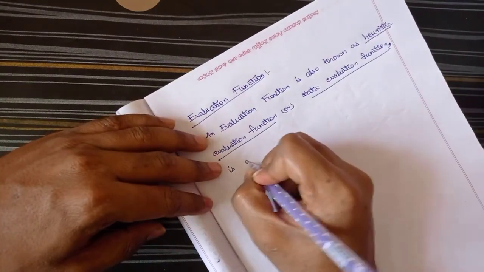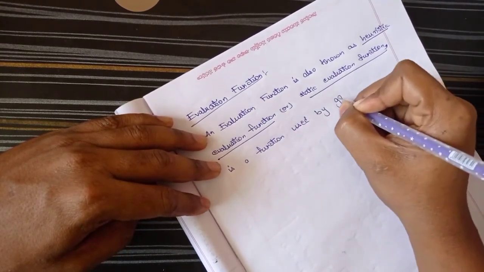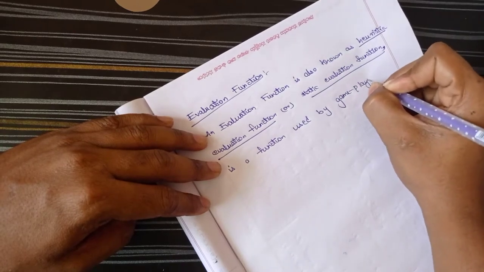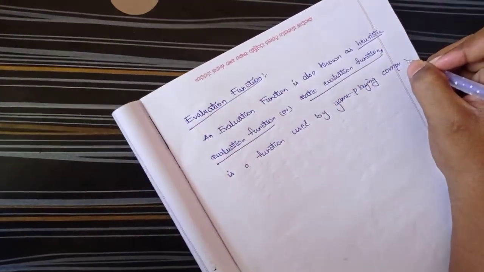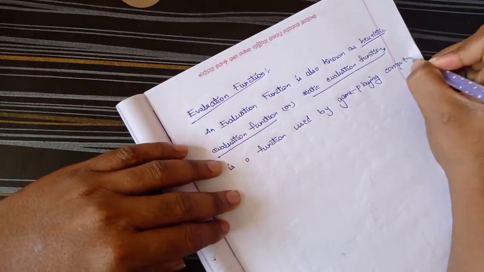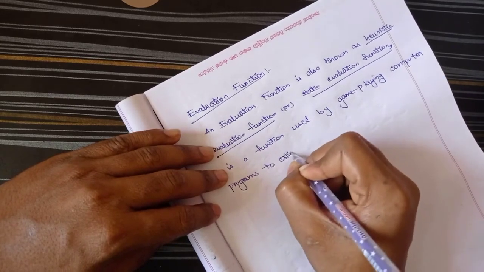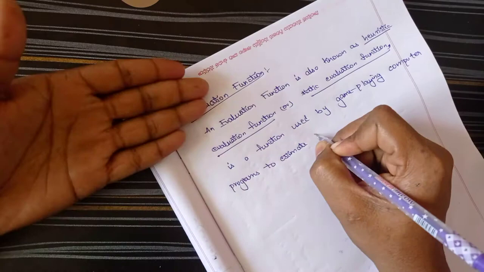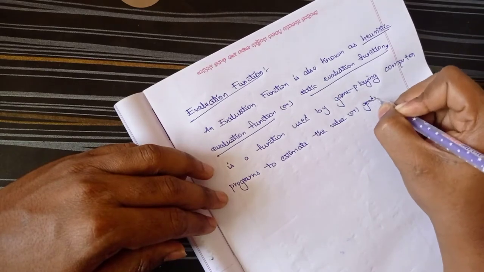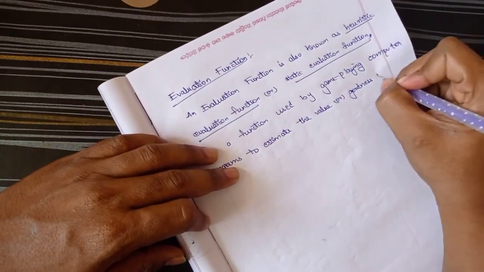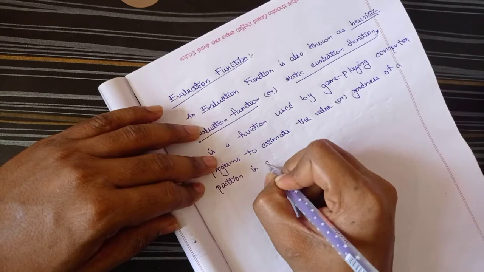It is a function used by game playing computer programs to estimate the value or goodness of a position in a game tree. So whether you lose or win, that is what the evaluation function calculates.